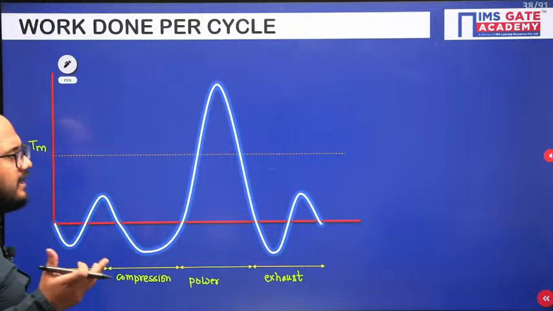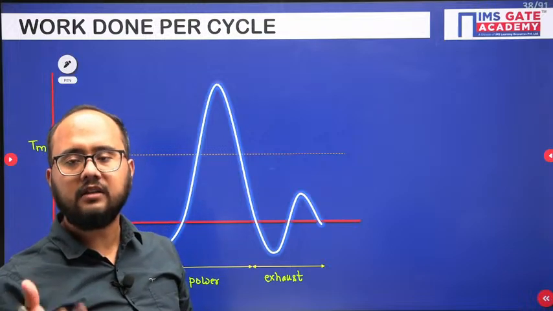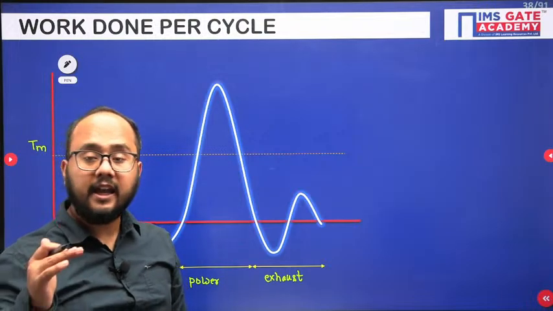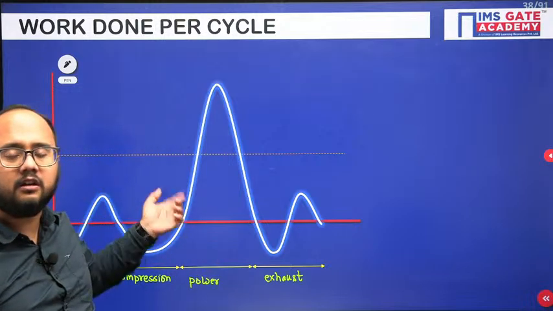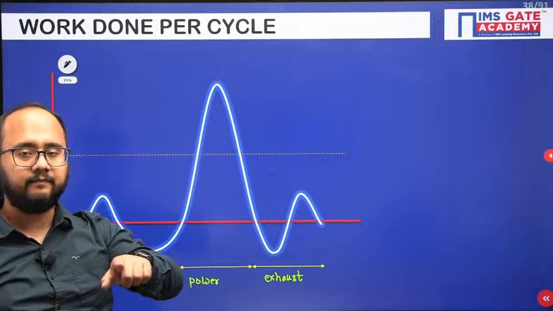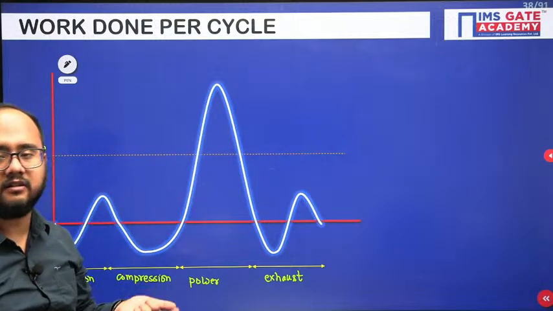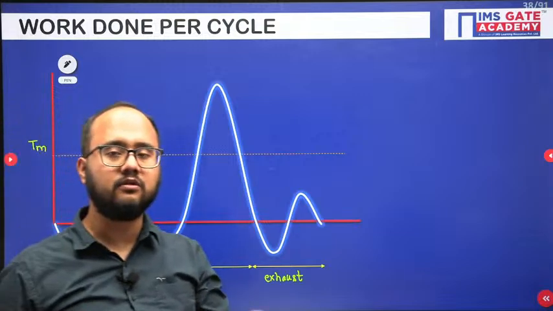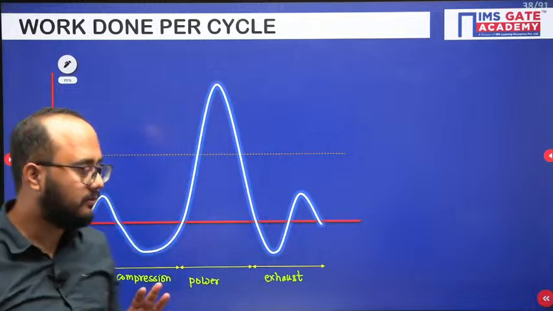Okay. Basically what is mean torque? Mean torque is that torque which is required to run the engine. If at any point of time your actual torque is more than mean torque, the engine will be accelerating. If your actual torque is less than mean torque, the engine will be decelerating. If actual torque equals mean torque, it will be running at a constant speed. That's the basic understanding we should have.